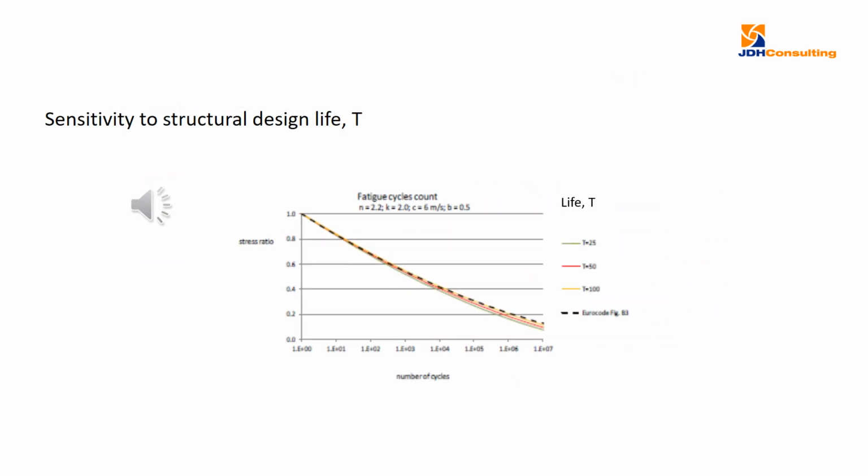So this plot shows the sensitivity of the cycle count to the life of the structure, big T. The 3 values are 25, 50 and 100 years. As you can see, there's very little sensitivity to that structural life, bearing in mind that the stress ratio on the ordinate is the ratio of the stress range to the maximum stress in the time T. And again, the universal dash line fits quite well, slightly on the conservative side.